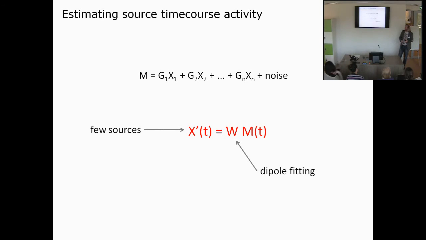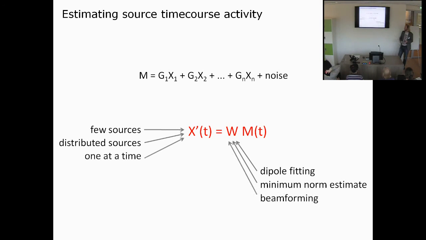And then depending on what we assume about the sources, this unmixing matrix is going to look different. So we have one for dipole fitting, one for minimum norm estimates, and one for beamforming. But in all of these cases, the source estimate is always a linear unmixing of our channel level data. And that is important because that's something that we also rely on in estimating network activity.